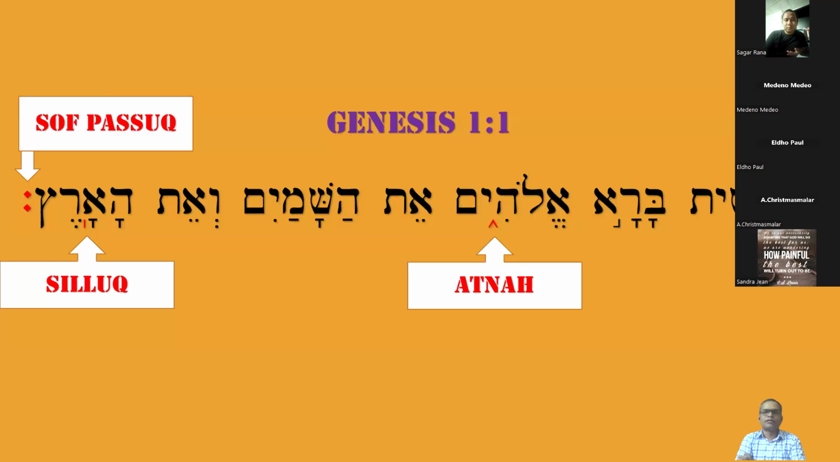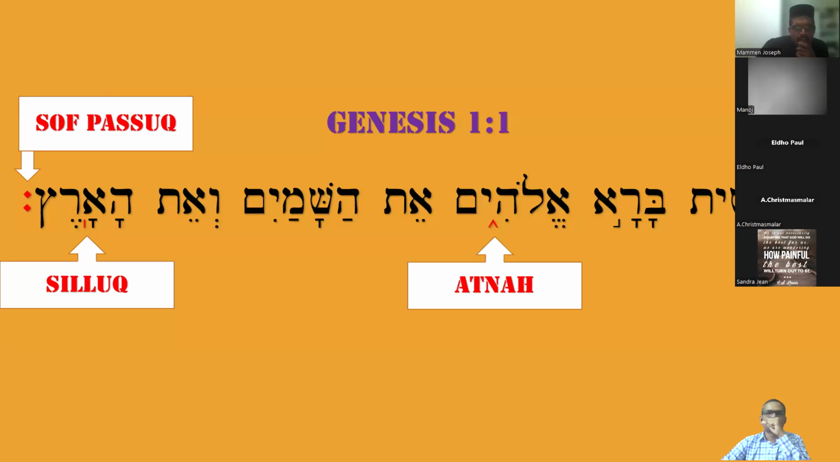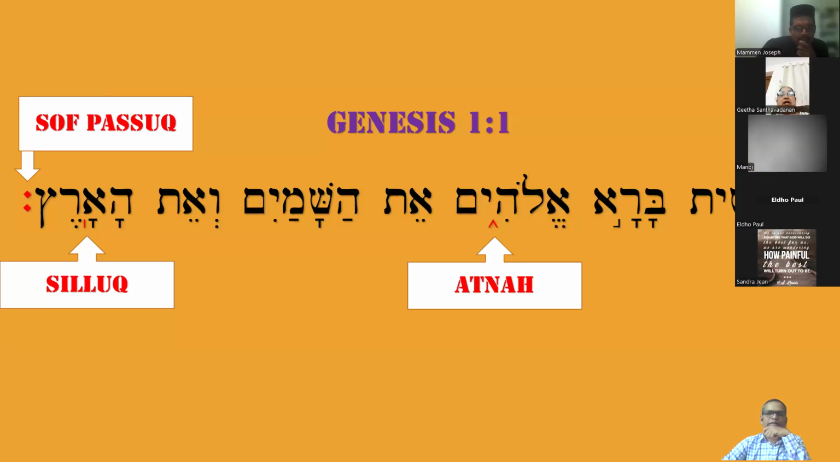Okay, so can anyone read this verse? Very easy. Bereshit bara Elohim et hashamayim, because that shin is carrying dagesh forte. So hashamayim ve'et. The shva underneath the vav has to be hurried. Ve'et ha'aretz. All right, very good. Nice reading.